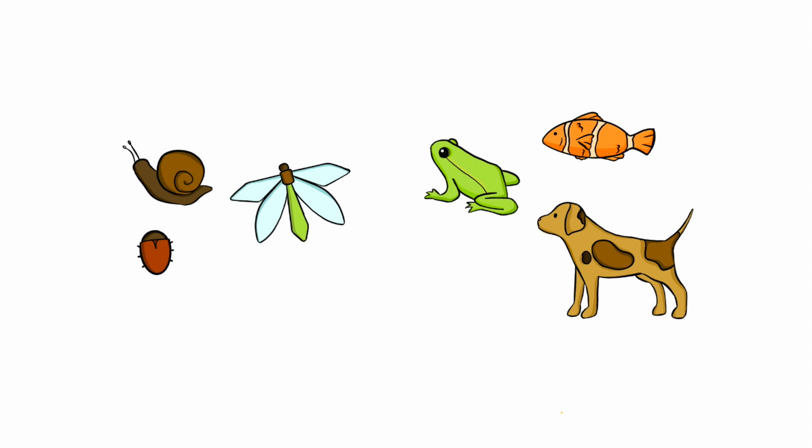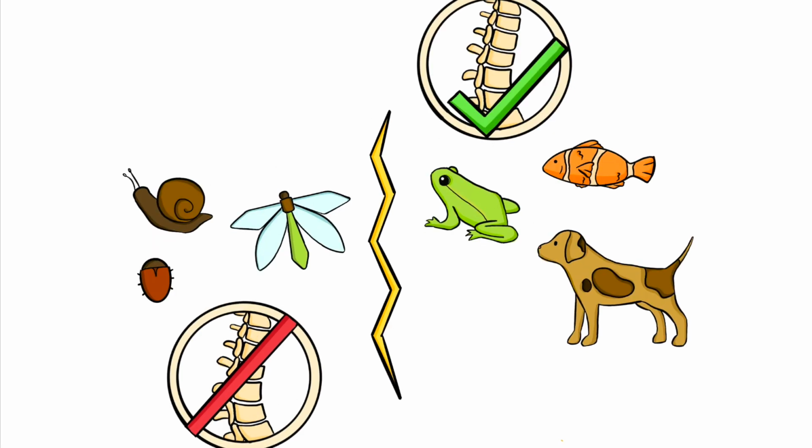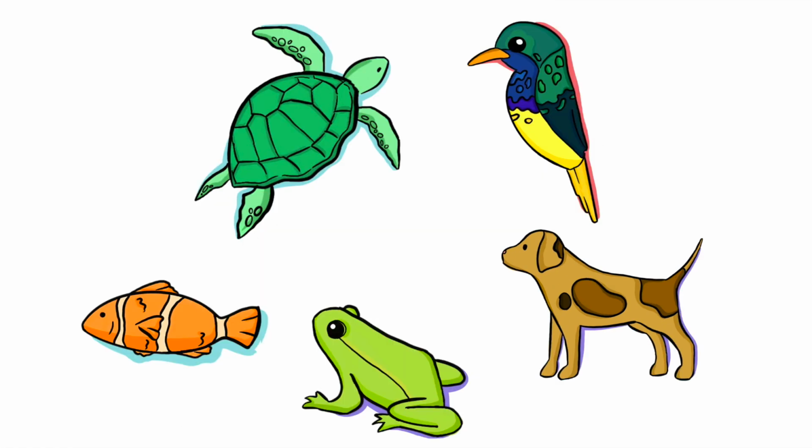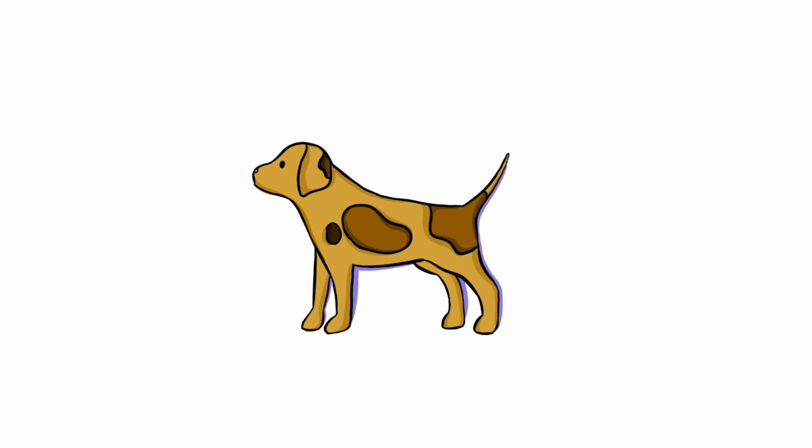Despite the vast number of animals on this earth, they can be divided into two main categories: invertebrates, who do not have a backbone in their body, and vertebrates, who do have a backbone. Today we're going to look at the different types of vertebrates. Vertebrates can be further divided into five groups. These groups are fish, amphibians, reptiles, birds, and mammals. So let's start off with fish.